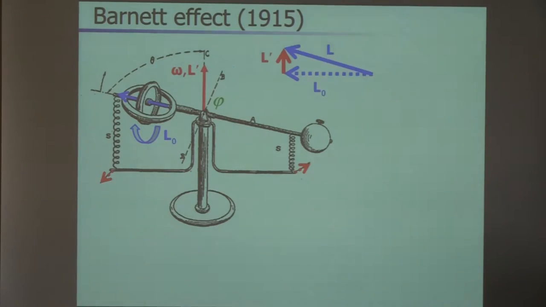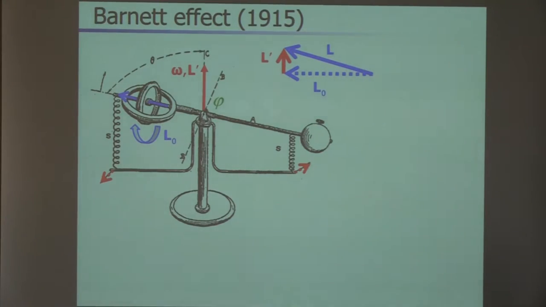So what is happening? We have this L0, the original one, which is parallel, and we add an L prime. Now, the angular momentum must be preserved, but angular momentum can be transferred between this whole apparatus and this gyroscope. And actually, if L0 goes to L, and at the same time L prime vanishes, so the apparatus starts to stop, then we can reduce the energy of the system. So this means that this spring S will be elongated.